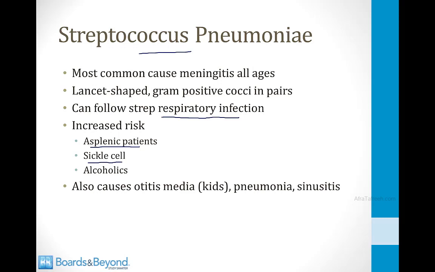And then for reasons we don't totally understand, alcoholics have a very high risk of getting strep pneumo, both pneumonia and meningitis. And strep pneumo causes other infections besides meningitis. It also causes otitis media in kids and pneumonia, and it can cause sinusitis.